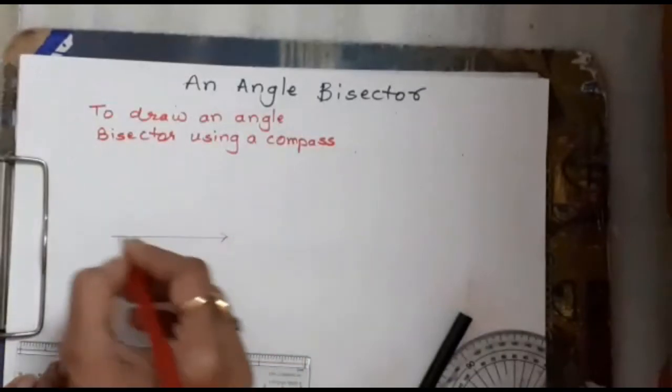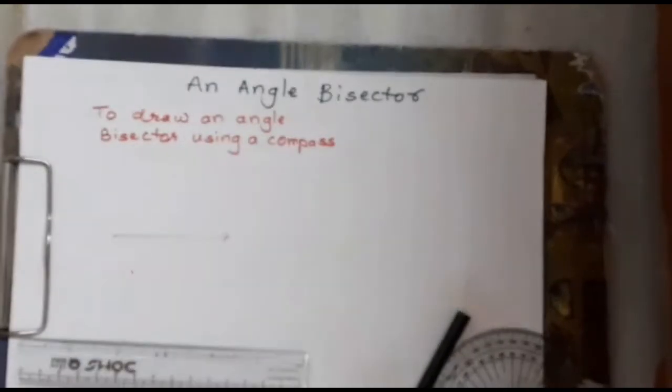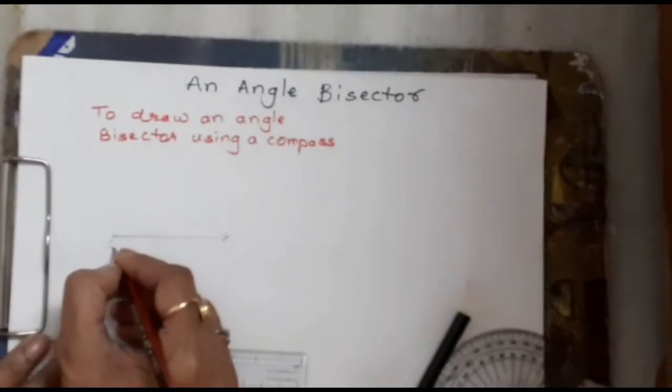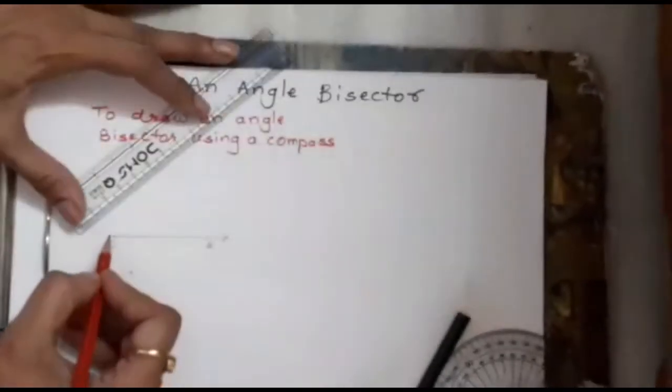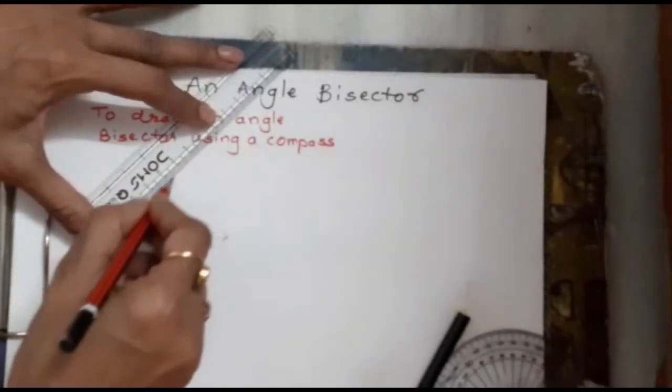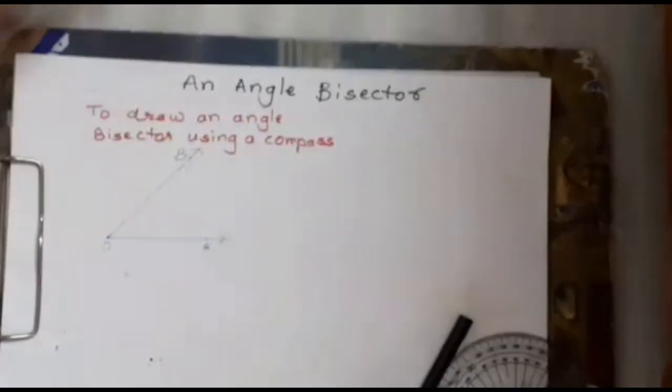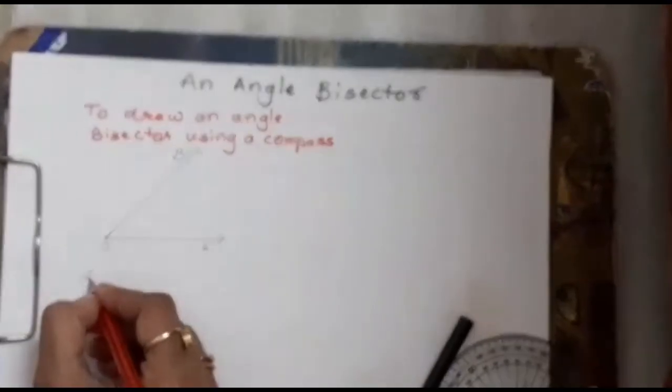So this angle is made up of two rays joining at the same point. So this is OA and this is ray OB. So this is an angle BOA. Okay, now we want to divide this angle. So using this compass, we will draw angle bisector.